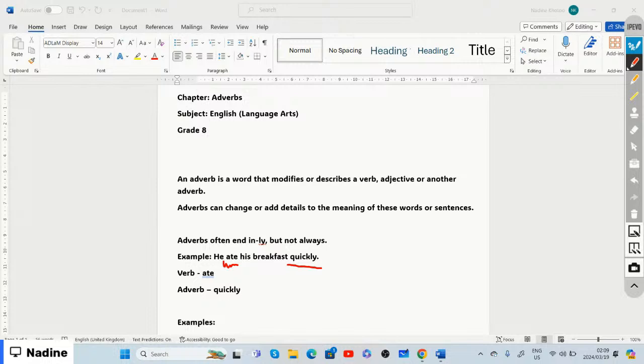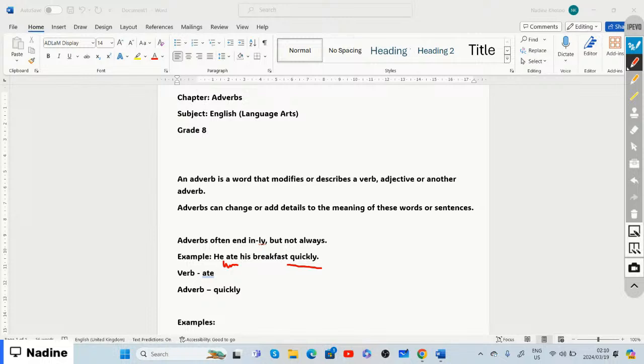All right. So then we have, once again, remember we said an adverb describes a verb, it describes an adjective, or it describes another adverb. And we just made one example of a sentence where we said that he ate his breakfast quickly. So the word quickly is an adverb and it tells us how. Basically, how did he eat his breakfast? He ate his breakfast quickly.